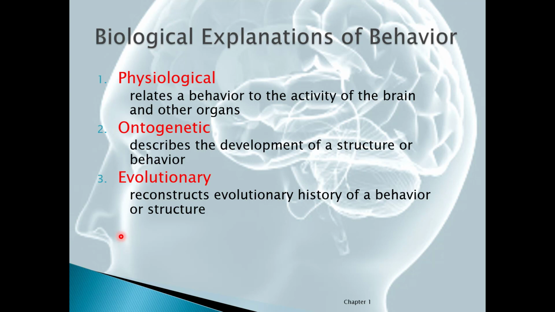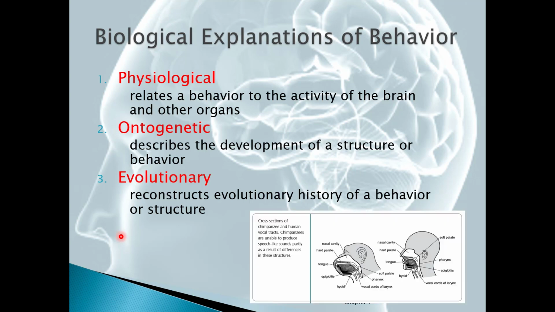An evolutionary explanation reconstructs the evolutionary history of a behavior or a structure. For example, again, looking at language, we know that lower animal species make sounds to communicate, but they don't make the same speech-like sounds that we as humans have. Their communications don't seem to be quite as complex as what we have in human language. So one way of looking at how language has evolved would be to look at the structures of our voice box, our larynx and our pharynx, our tongue, our vocal cords, all those things that allow us to produce our speech-like sounds, and compare them to lower animal species.